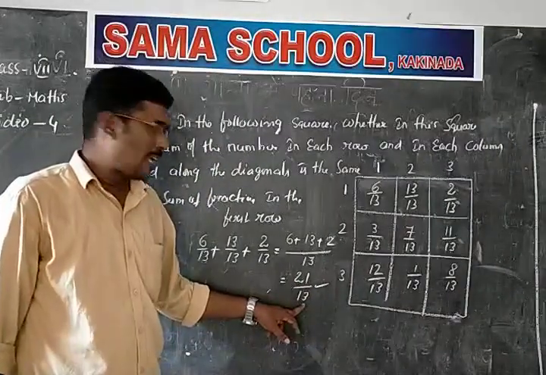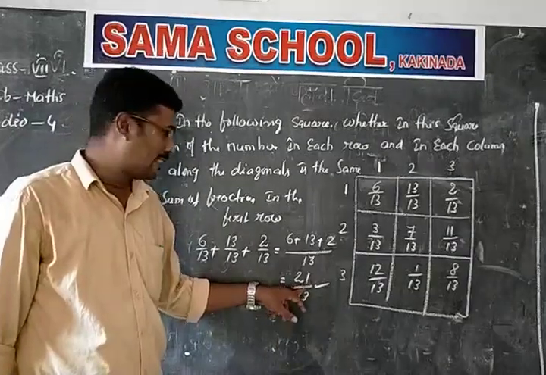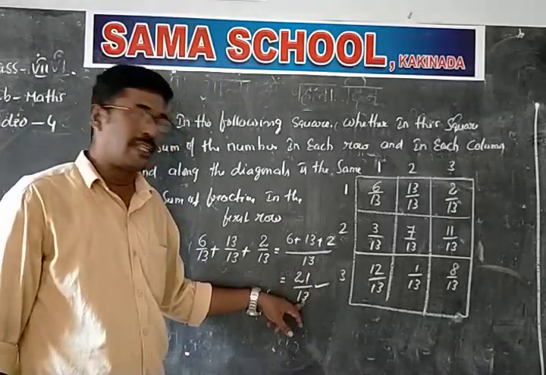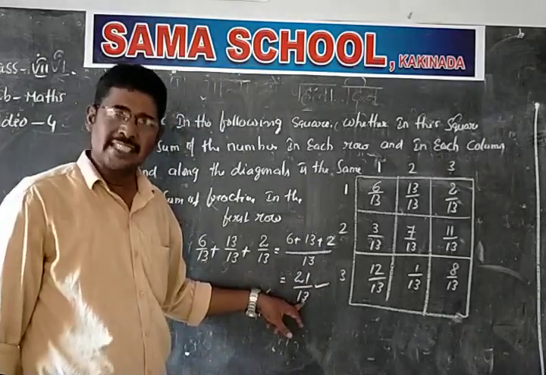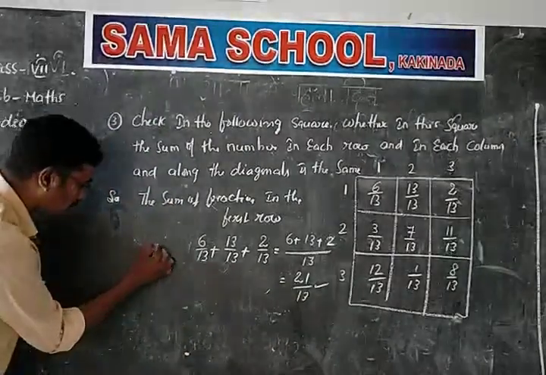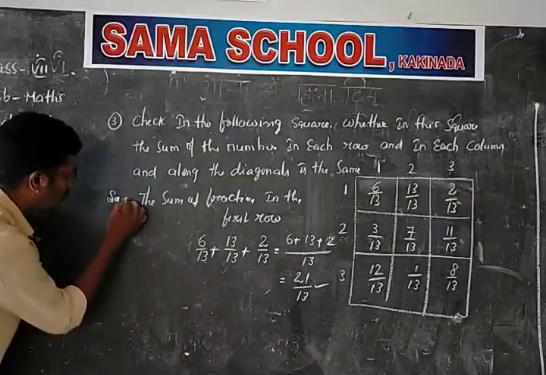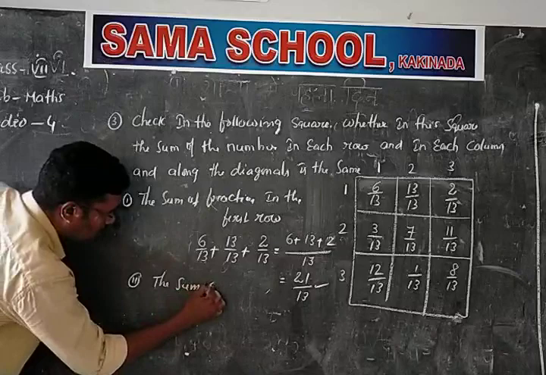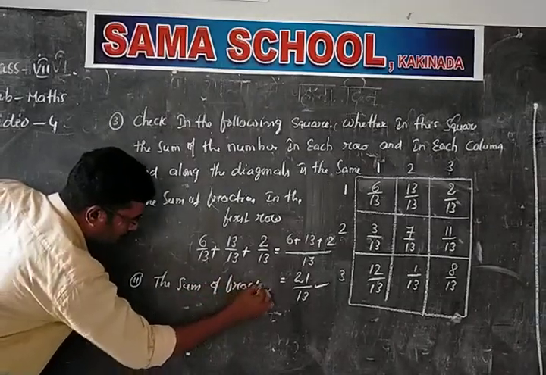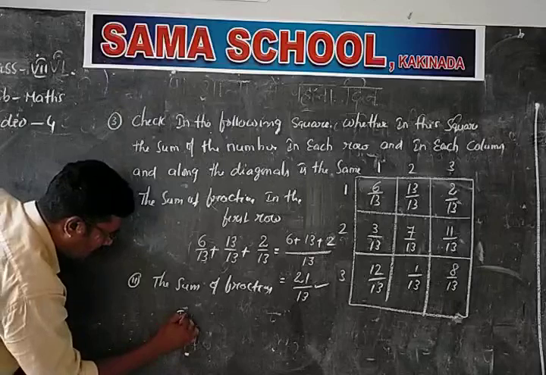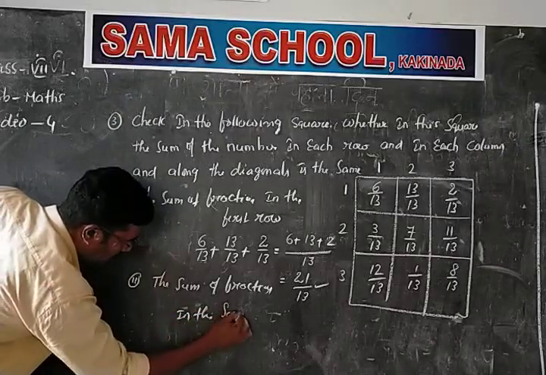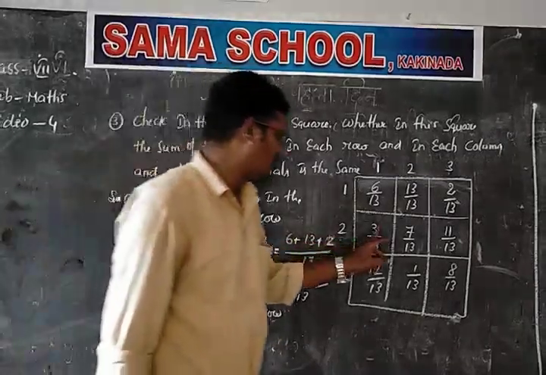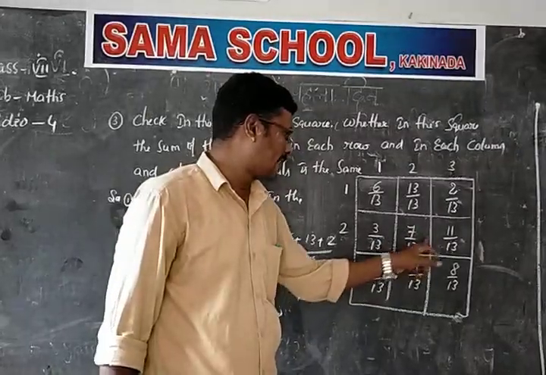This is an improper fraction, because the numerator is greater than the denominator. 21 by 13 is an improper fraction. Now the second one: the sum of fractions in the second row. Take the second row: 3 by 13, 7 by 13 and 11 by 13.